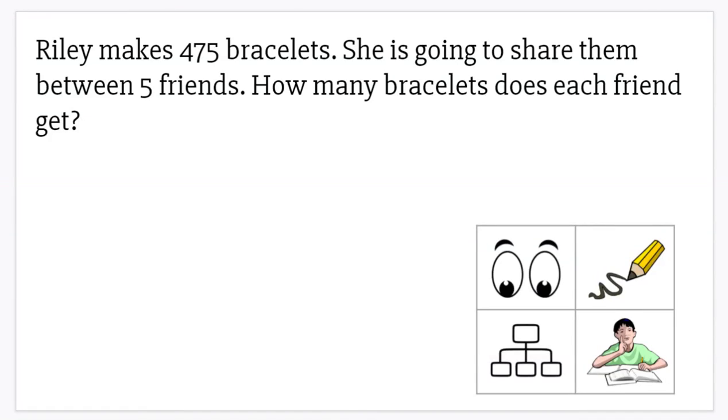Today I'm going to use a 4-step method to help me tackle this word problem. First, I need to read the problem 2 times.